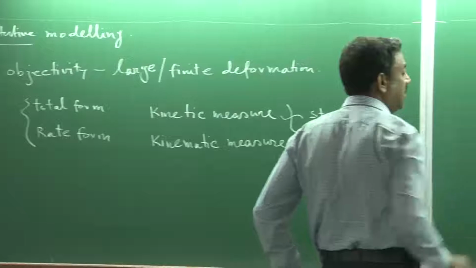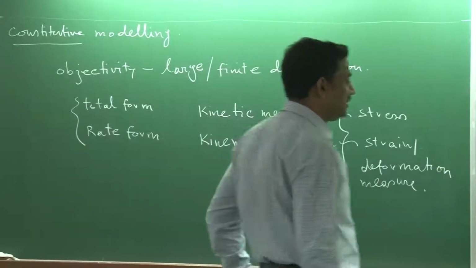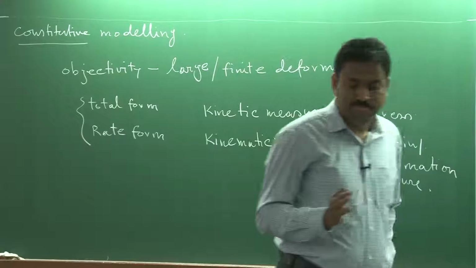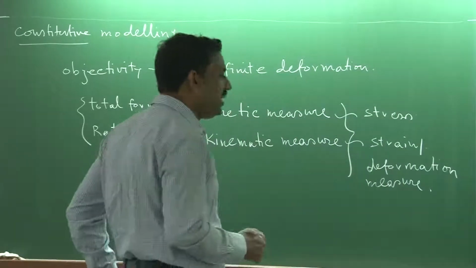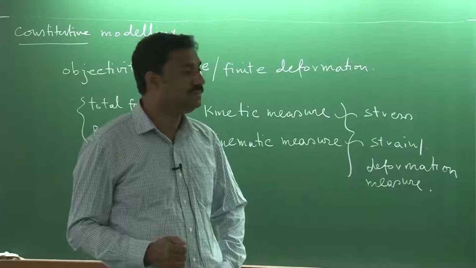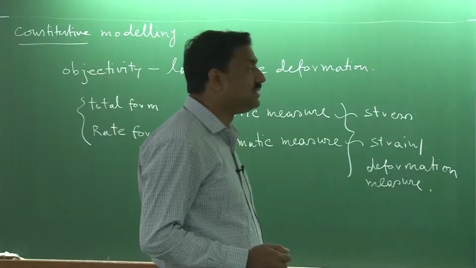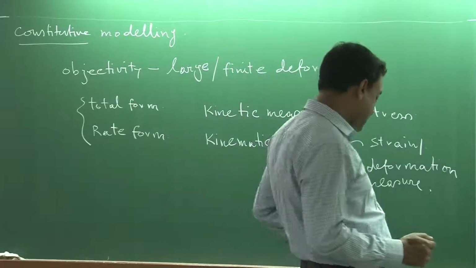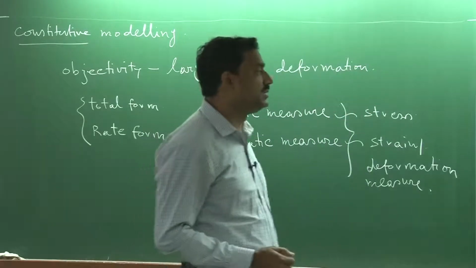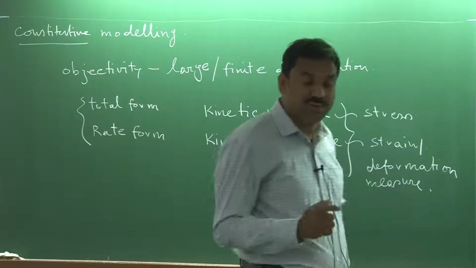The rate form is important when the system is highly nonlinear, right, because for a single deformation there can be multiple values of stresses. In that case, instead of the total form it is easier to use the rate form, because then the stress-strain relationship will be a single valued function.